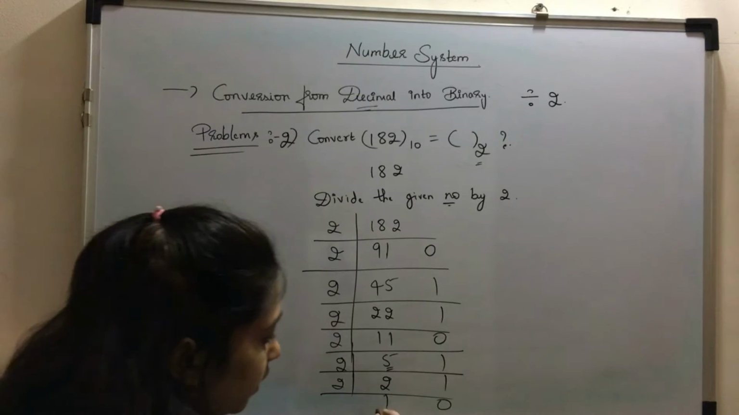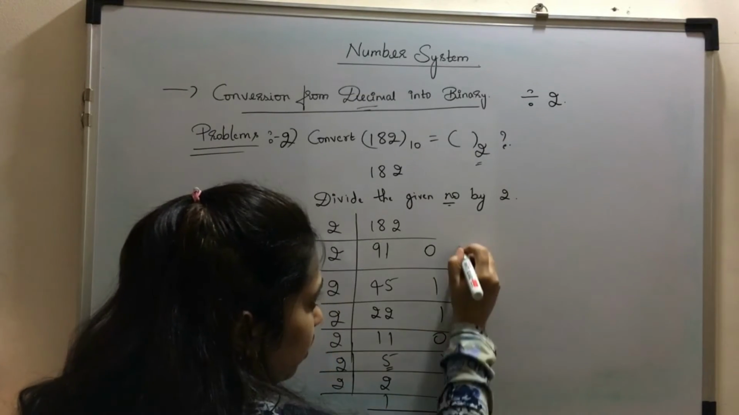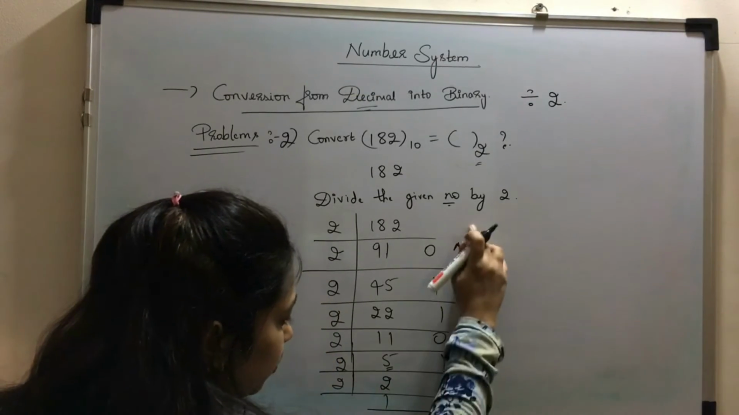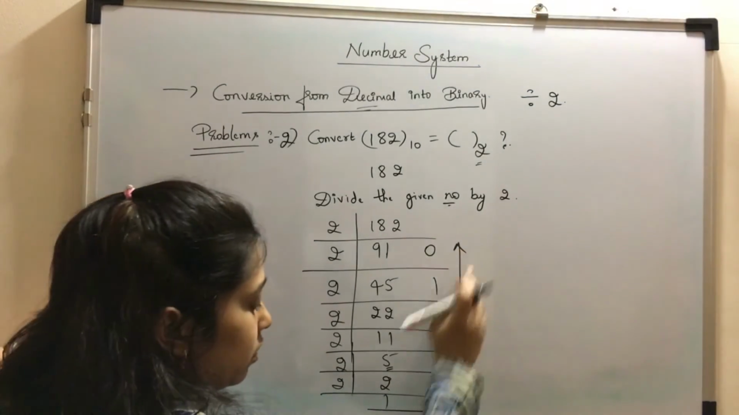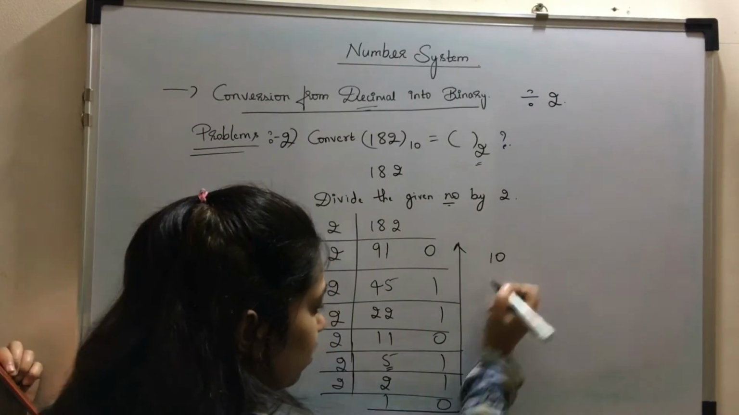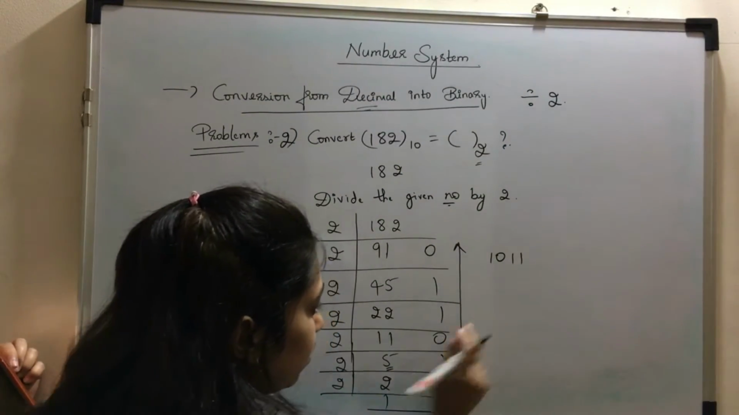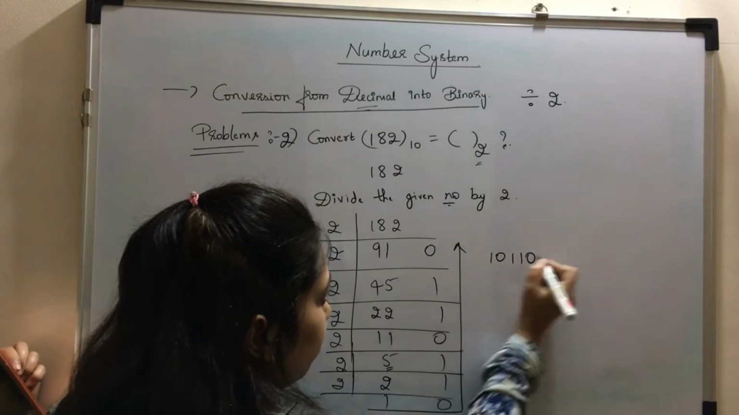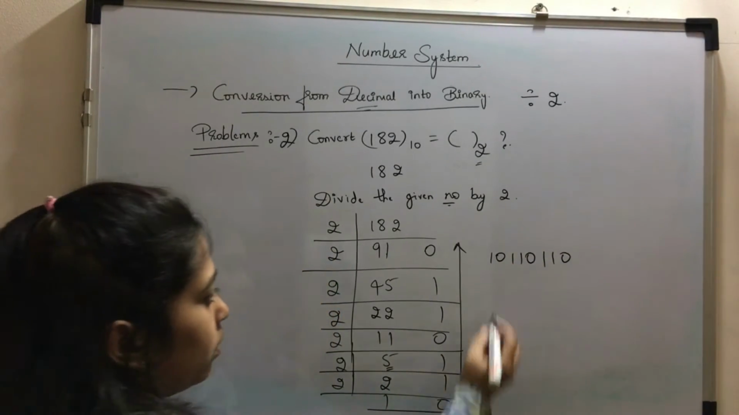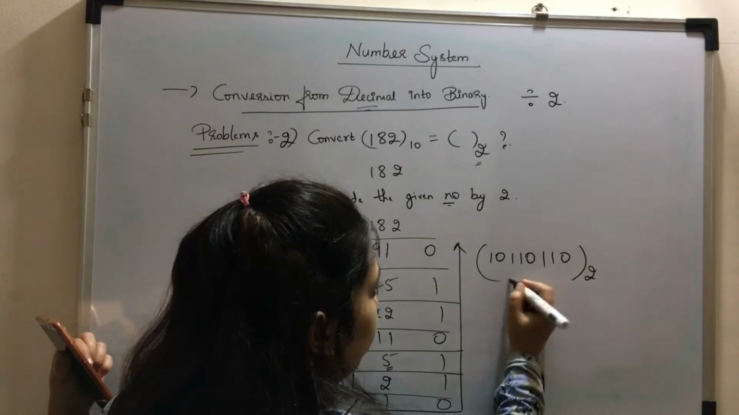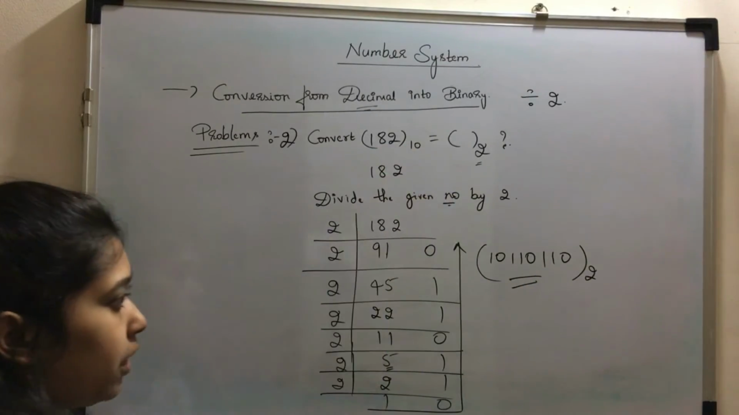And now we have to write this from top to bottom in this direction. That is 1 0 1 1 0 1 1 0. So this is the binary equivalent of the given decimal number.